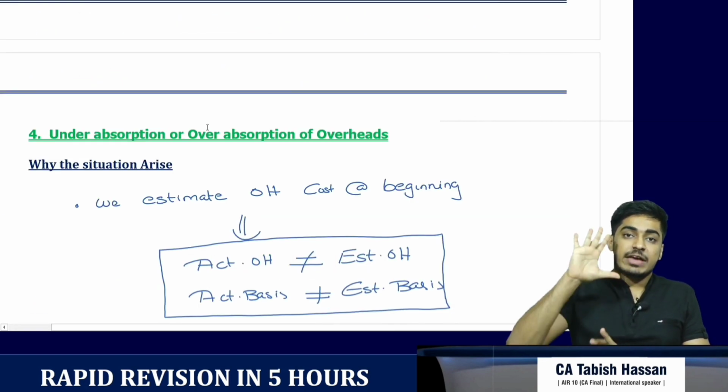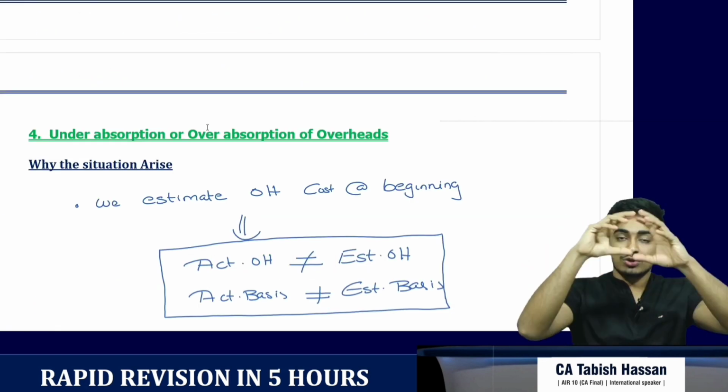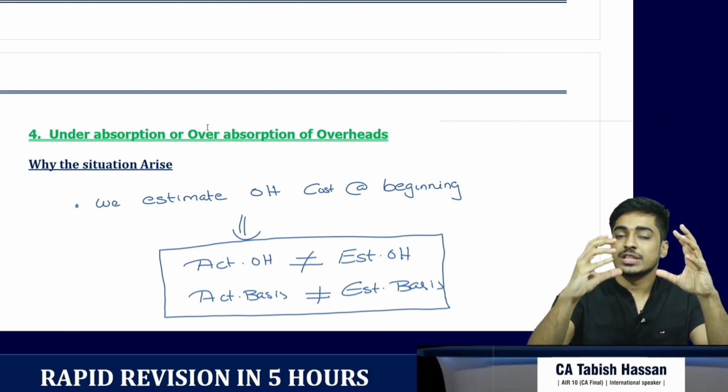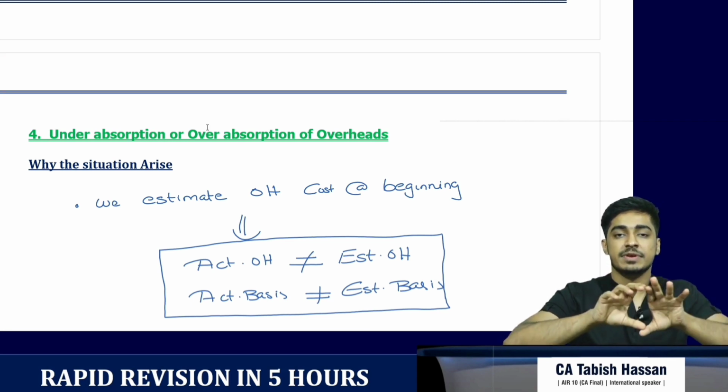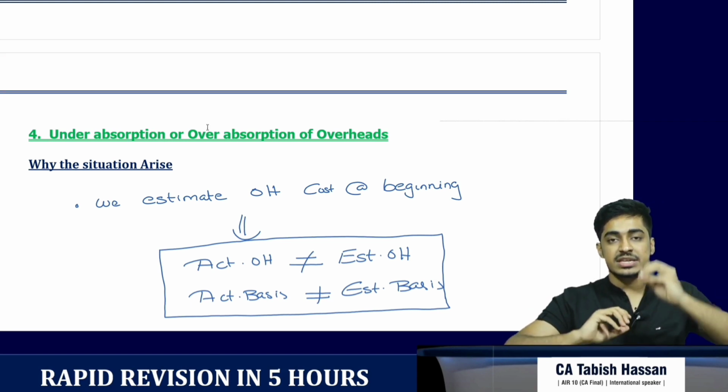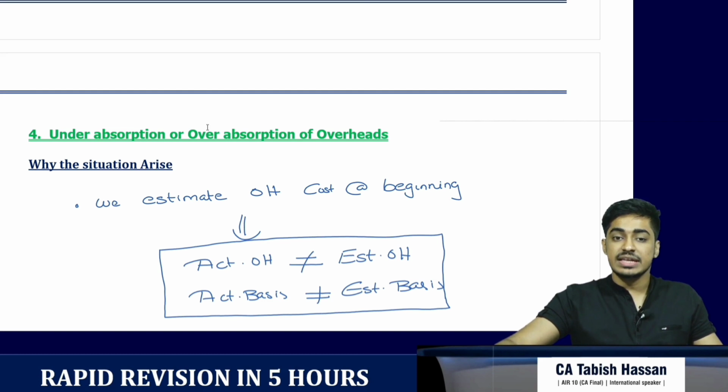So with this, we discussed the 5 steps for departmental rate method. We get the total overhead department wise. For that we follow allocation, apportionment, reapportionment. We compare it with the basis. We get the overhead recovery rate, and this rate we charge to the cost object. Clear?